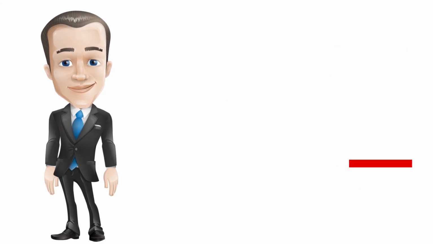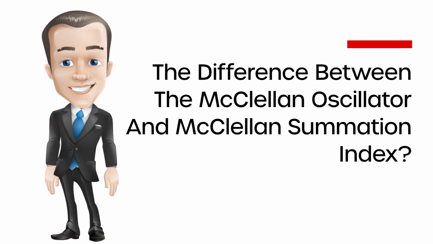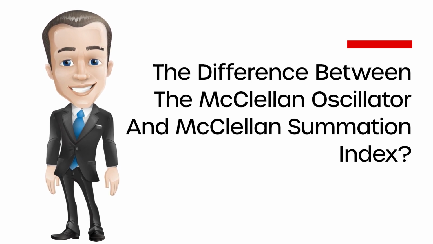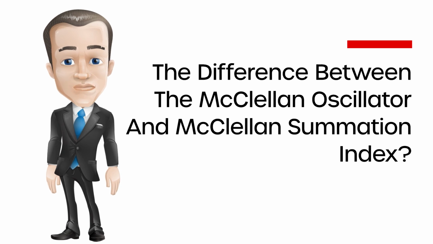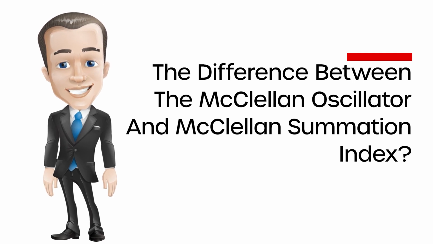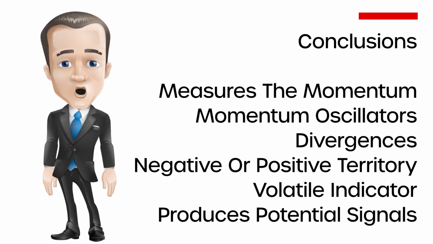The difference between the McClellan Oscillator and the McClellan Summation Index. The McClellan Oscillator was developed by Sherman and Marian McClellan, who also developed the McClellan Summation Index. The McClellan Summation Index adds the current day's McClellan Oscillator to the previous day's McClellan Summation Index. In other words, the Summation Index is a cumulative measure, whereas the oscillator is not. While the oscillator may be more useful for analyzing shorter-term trends, the Summation Index is more applicable to broader and longer-term price trends. Conclusions. The McClellan Oscillator measures the momentum of the AD line or net advances.